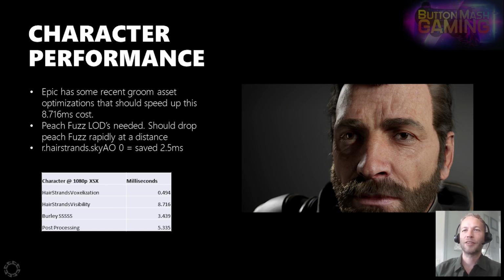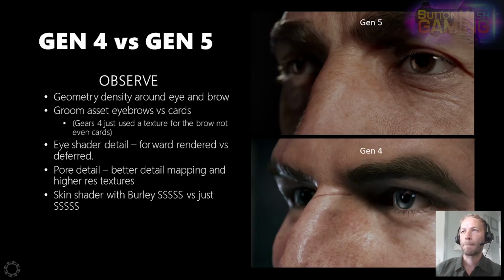We need to do a lot here. We need to do peach fuzz LODs, drop the peach fuzz at a distance. We did a savings here where we disabled hair strand sky AO, and that saved 2.5 milliseconds. Could you get away with this in any scene at all? Probably not, but at least in these test scenes we could do that, and it gives us back 2.5. So Epic has told us they do have future groom asset optimizations coming down the pipe, and we're excited for that.